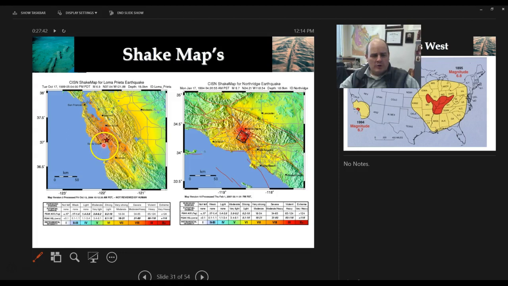This is the Loma Prieta earthquake that happened, the World Series quake, where you had up here in San Francisco a lot of the damage, even though the epicenter was way over here. Whereas this one here, what we call the Northridge earthquake, a lot of the damage occurred right next to the epicenter because the material it was in enhanced the shaking in that location.